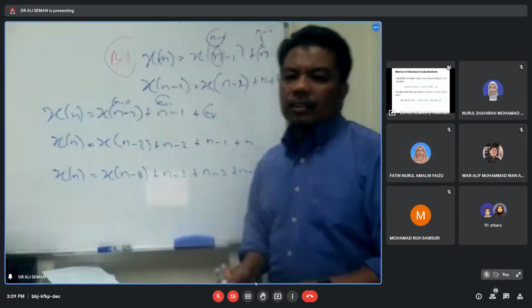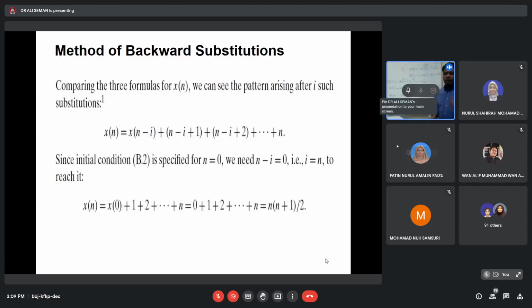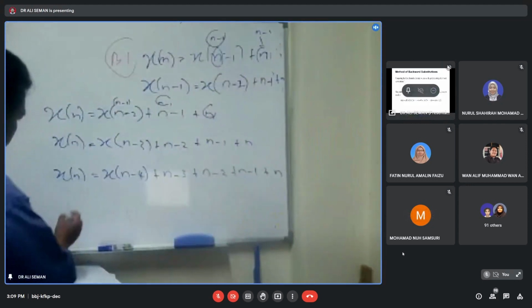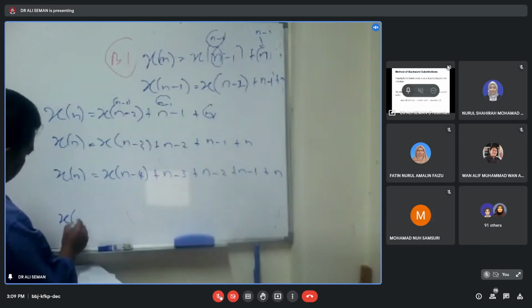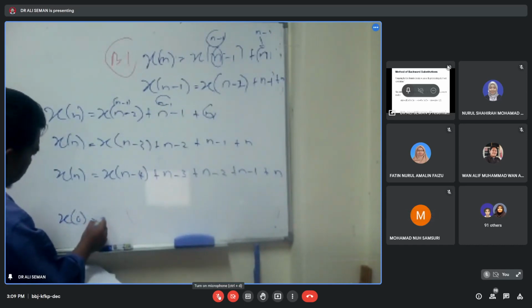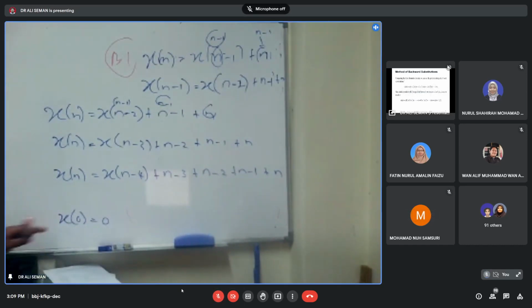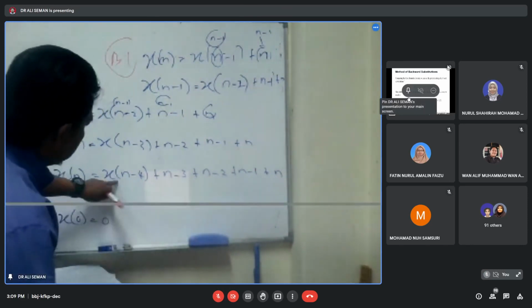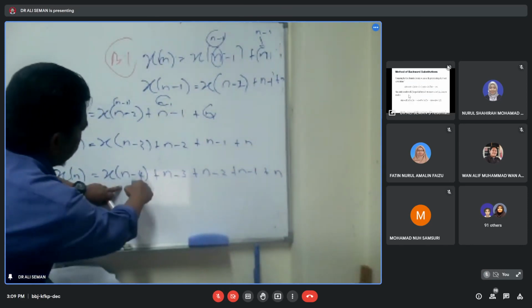And finally, comparing the three formulas of x of n, we can see a pattern arising after substitution. So what is the stopping criterion just now? If n equals 0, return 0. Okay, how do we stop this? This stops at n minus what? 0.